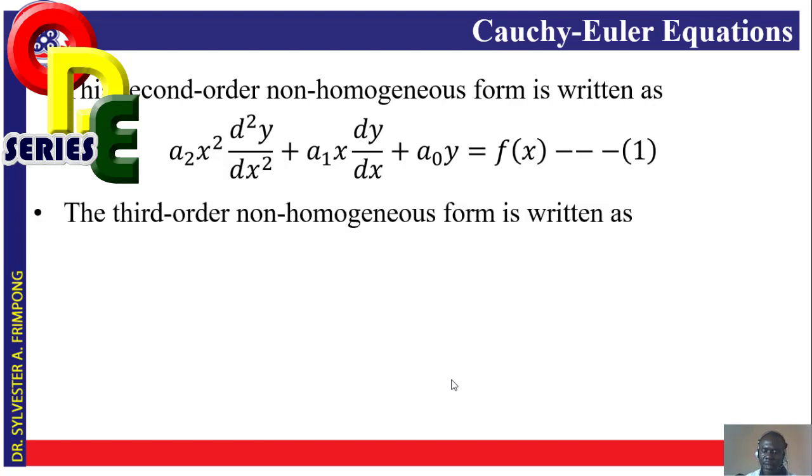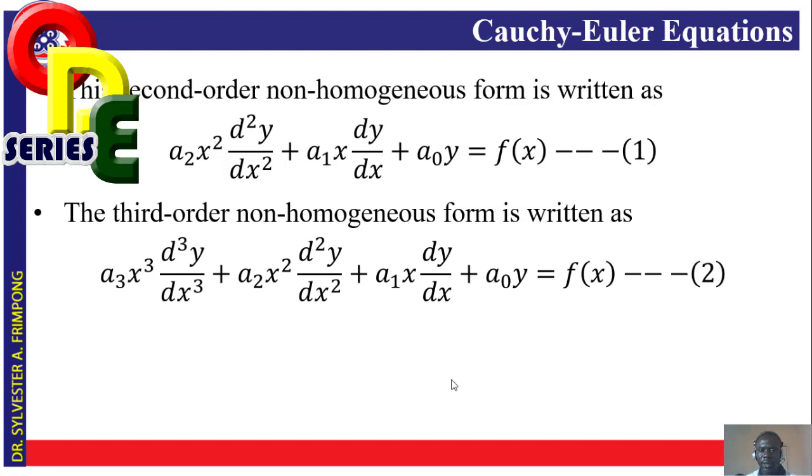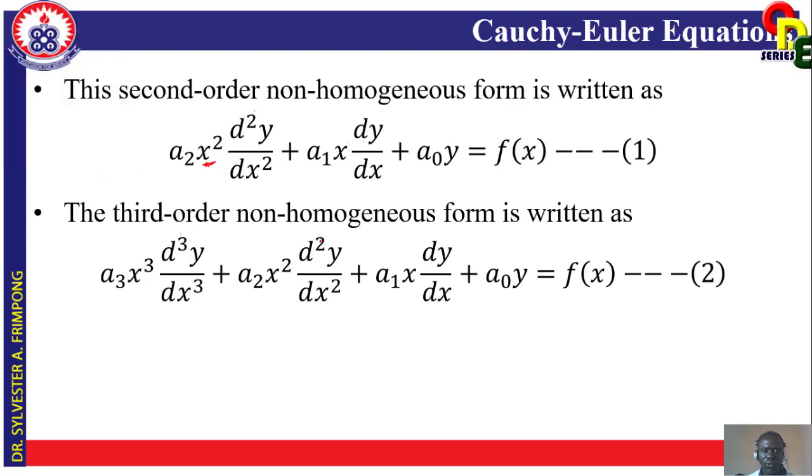And the third order is written in this form. If you check, the a2, a1, and a0 are constants. But if you check the coefficient x squared, the degree goes with the order. This is degree 1, order 1, degree 0, order 0. So the same thing for the third order: degree 3, order 3, degree 2, order 2, degree 1, order 1, degree 0, order 0.